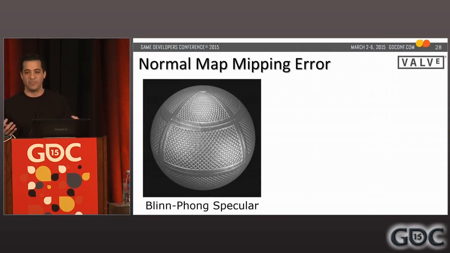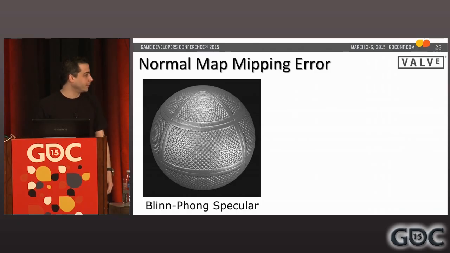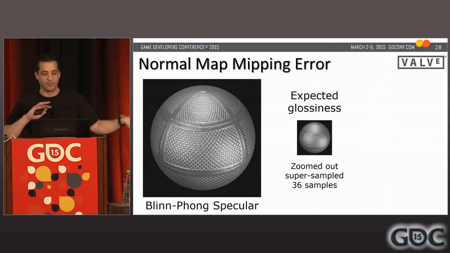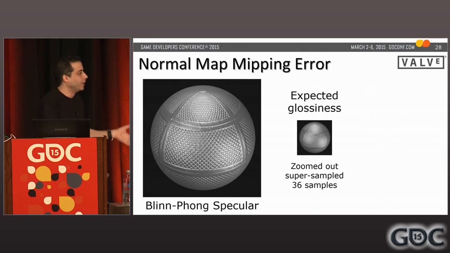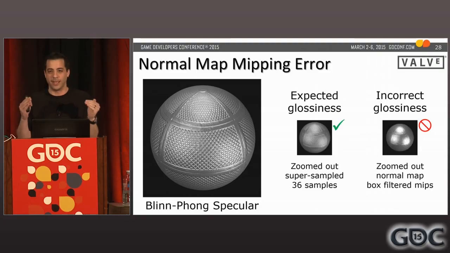So let's look at the normal map mipping problem, okay? Here's a Blinn-Phong specular, pretty simple sphere with a normal map on it. If I were to super sample this, pull the camera back, do 36 samples per pixel, it looks like this, right? As this sphere minifies, as it goes far away from us, it should look like this, and that's the correct answer, okay? What we get right now, though, in most of our renderers is we push that sphere back, and with just MIP normal maps, it looks like this glossy mess. It's like someone sprayed cooking oil all over your object, right?